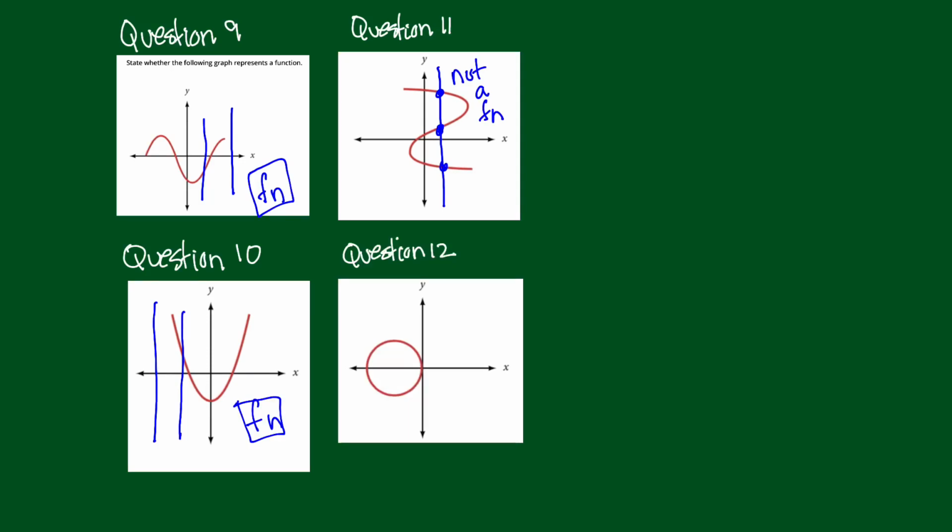Question 12. What do you think? Function, not a function? Use that vertical line. If I pass a vertical line over here, it doesn't intercept it at all. But if I pass it here, actually, what if I passed it right here? It would intercept it once. But if I pass it here, it intercepts more than once. So it's not a function.